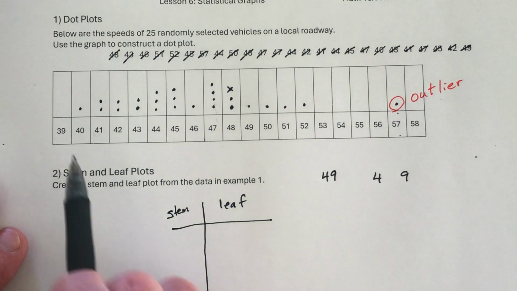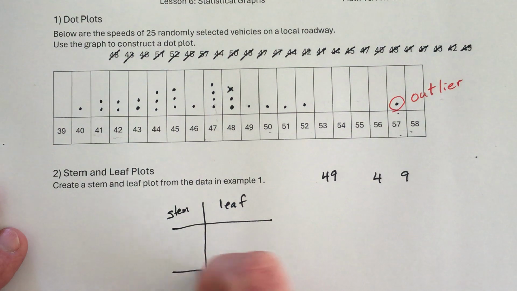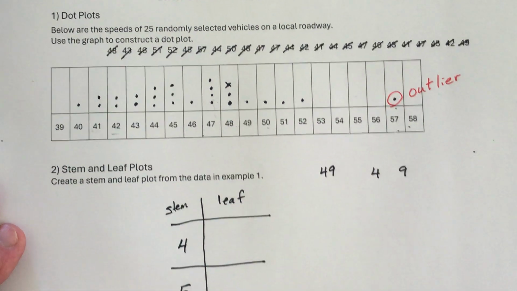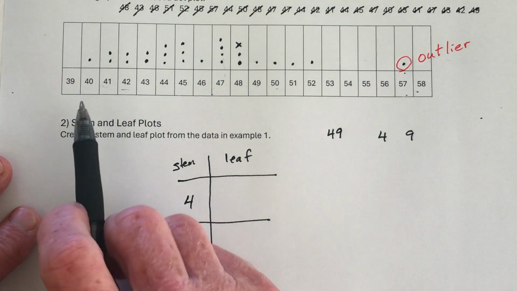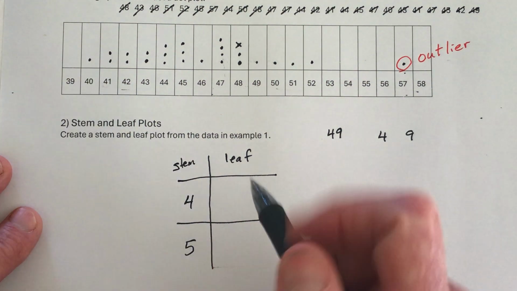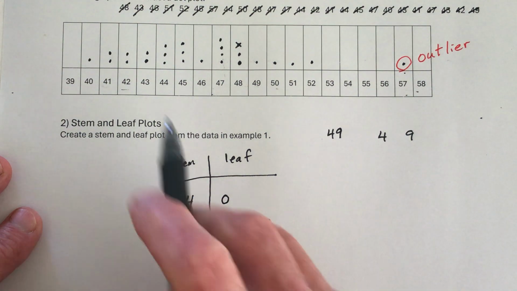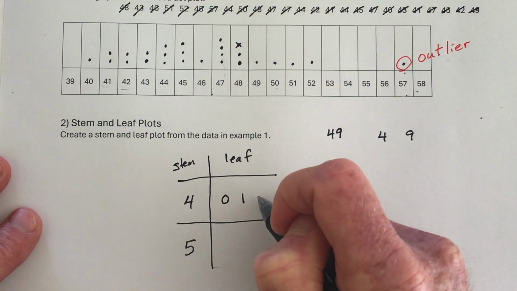And this one only has numbers in the 40s and 50s, so I'm actually only going to have 2 rows. The 40s and the 50s. And now you basically just go through and write the numbers. So there is a 40 and there's one of those. So you write down a 40. And then there's 2 of them that were 41. So you would write 41 and another 41.